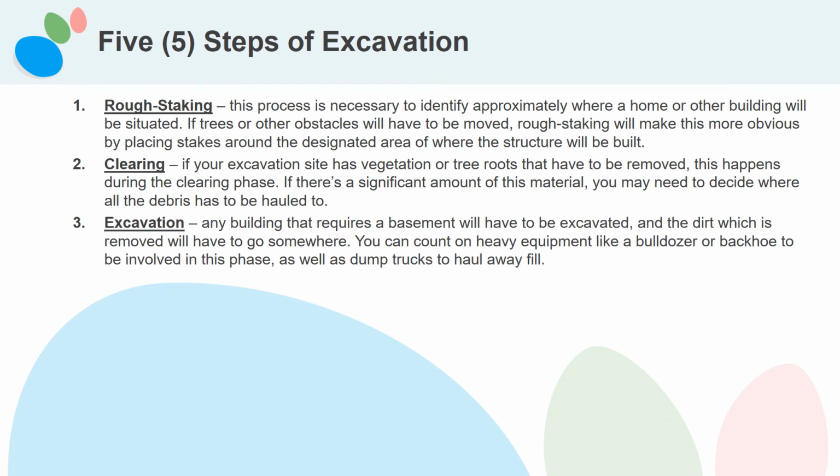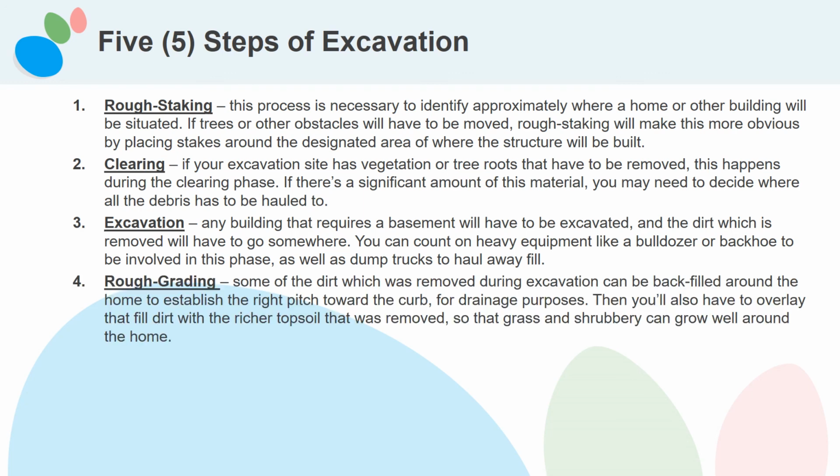Excavation. Any building that requires a basement will have to be excavated, and the dirt which is removed will have to go somewhere. You can count on heavy equipment like a bulldozer or backhoe to be involved in this phase, as well as dump trucks to haul away fill. 4. Rough grading. Some of the dirt which was removed during excavation can be backfilled around the home to establish the right pitch toward the curb, for drainage purposes. Then you'll also have to overlay that fill dirt with the richer topsoil that was removed, so that grass and shrubbery can grow well around the home.